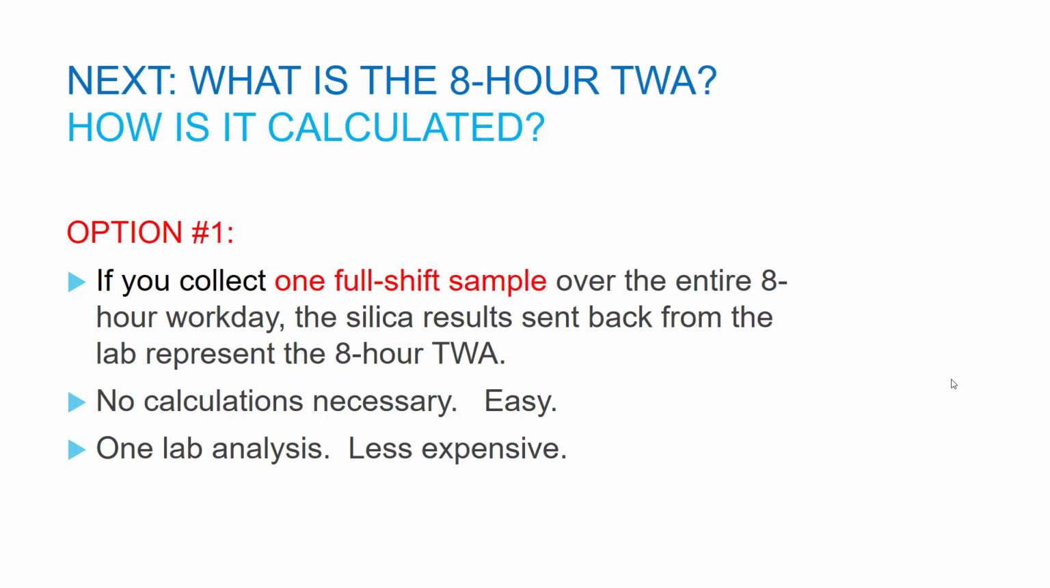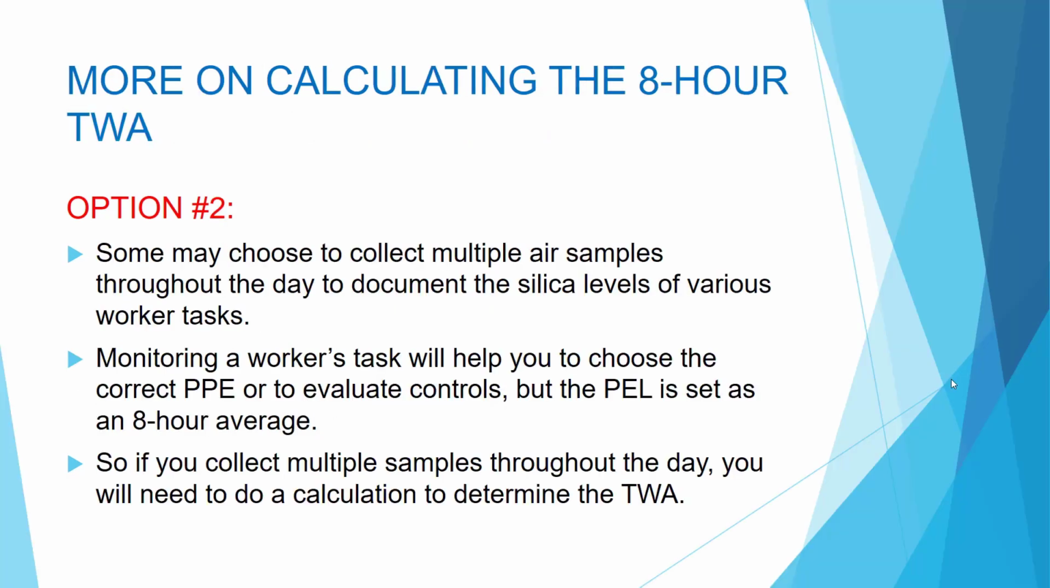The easiest option for calculating the 8-hour TWA is simply to collect one full shift sample. So when you get the results back from the lab, the silica concentration reported is the 8-hour TWA. No calculations necessary, one lab analysis, less expensive.